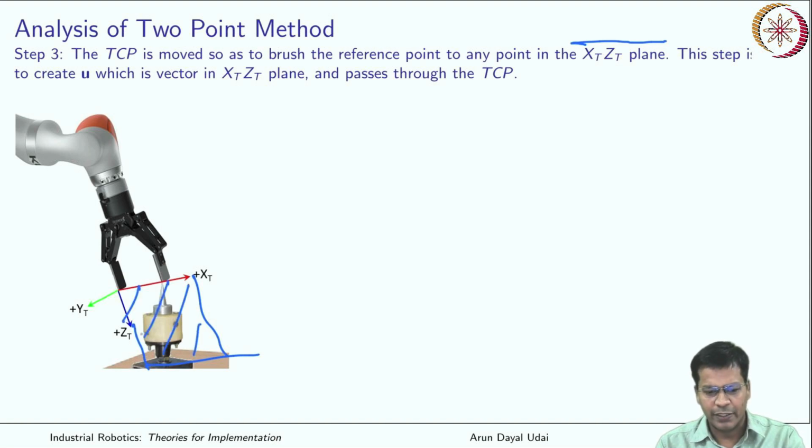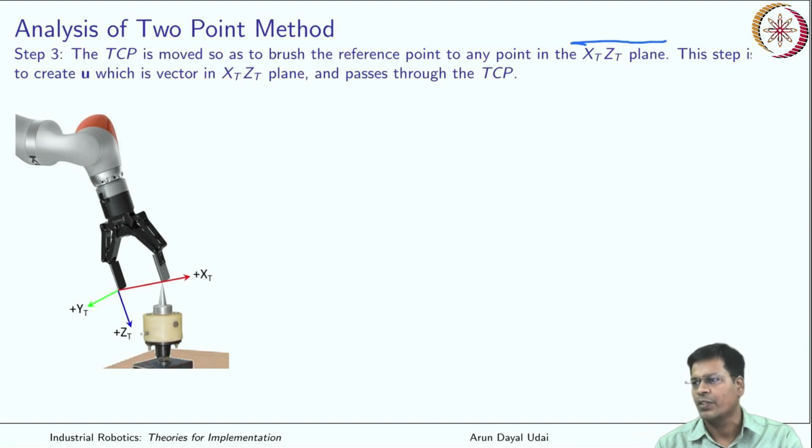So this is your plane. You have to make contact anywhere on this plane. So how is it easy to do? You can comfortably take one of the points in the XZ plane, which is lying on the tool itself. It is easy to make that reference.